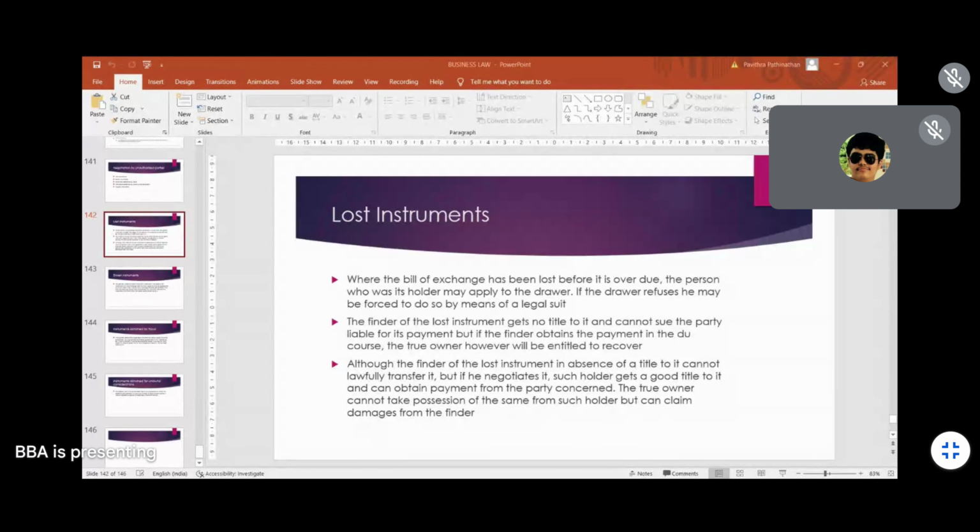Okay, so you get no title to it, and you cannot sue the party, or you cannot demand the party who's the drawer of the instrument to pay the amount specified in the instrument.